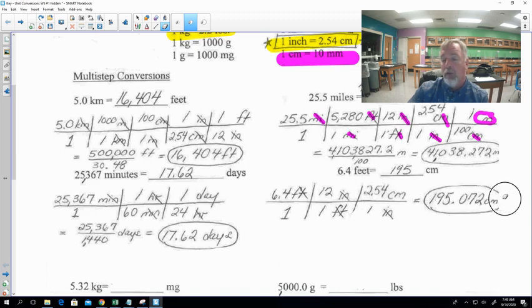Do your multiplication on the top, 6.4 times 12 times 2.54. Our bottom's easy because they're all ones. What are we left with? 195,000.072. And we just rounded that to 195 for our answer. Again, we'll talk about rounding rules and significant figure rules a little bit later this week.